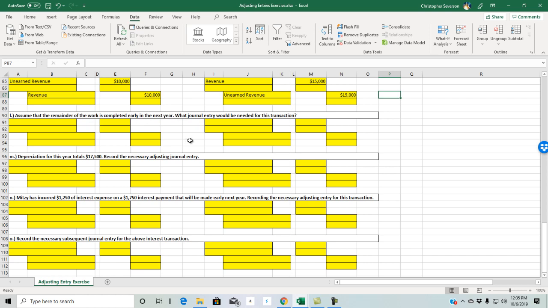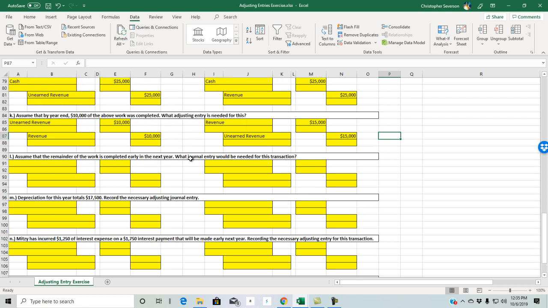Now we have all of the work completed early in the next year. So what journal entry would be needed for this transaction? In this case, we've already recorded 10,000 of the revenue. By the way, we've already collected the cash. So we're basically saying all of this has now been earned. So we need to debit unearned revenue for the rest of it to reduce it out to zero. There was 15,000 left that was in unearned revenue, and now it's earned. So we reduce this, and we credit revenue for the remaining 15,000.